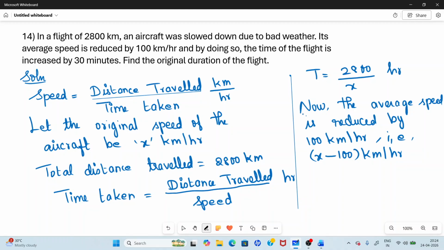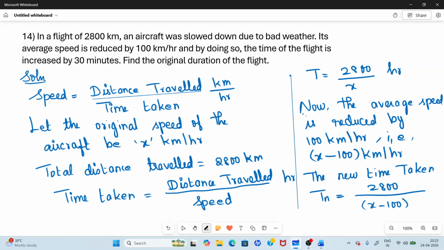So the new time taken. After the speed is reduced, the new time taken for the aircraft to cover the 2,800 kilometer distance. So Tn is the new time taken, which is equal to the distance travelled is same. So 2,800 kilometer by x minus 100, the new average speed kilometer per hour. Tn equal to 2,800 by x minus 100 hours.